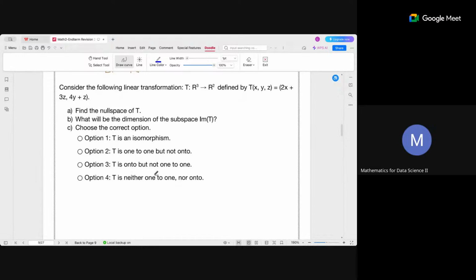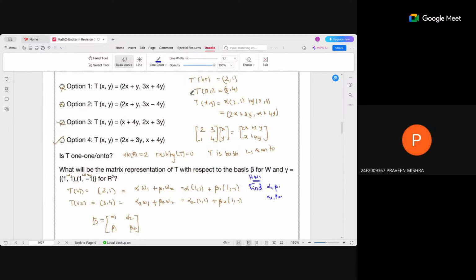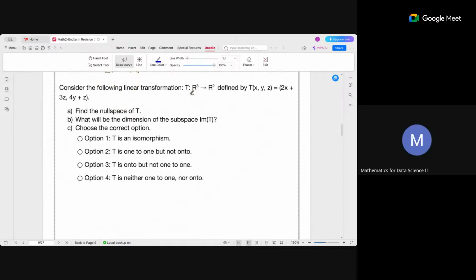Okay. So next you have the linear transformation. This problem is clear for everyone, right? Yes, ma'am. So consider the linear transformation T from R3 to R2, T of x comma y comma z is 2x plus 3z, 4y plus z. Now find the null space of T.